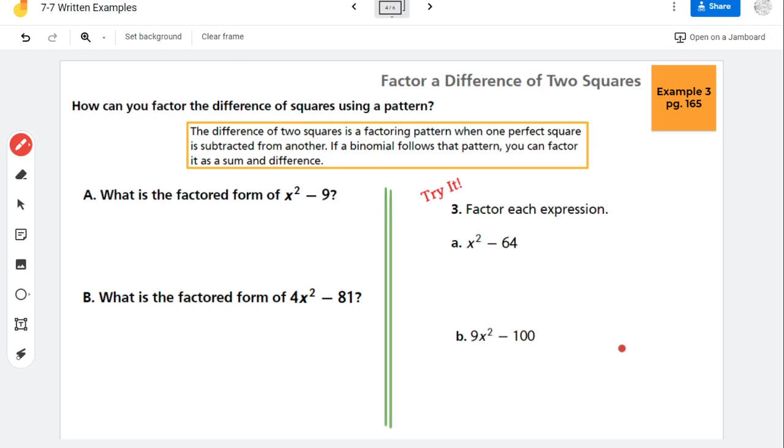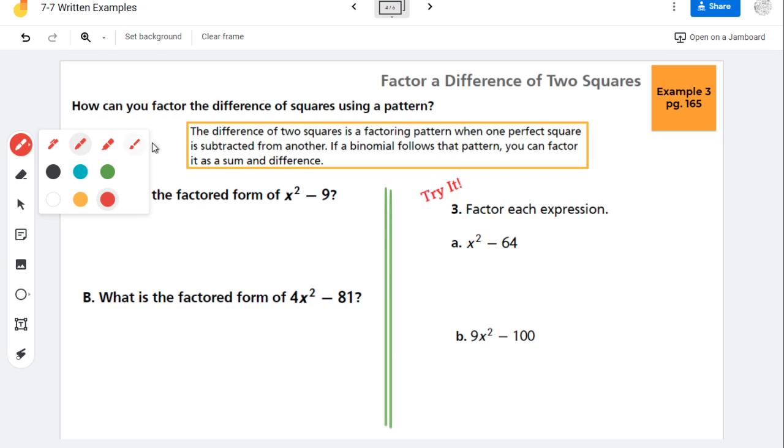In today's video, I'm covering example 3 from section 7-7 in the SavvasRealize Algebra 1 textbook. The goal of today's video is to factor a difference of two squares. So let's break down what that means before we get into any formulas. When we talk about a difference, we're talking about subtraction. So we're subtracting two values that are perfect squares.